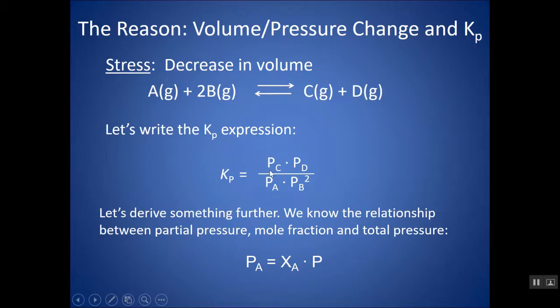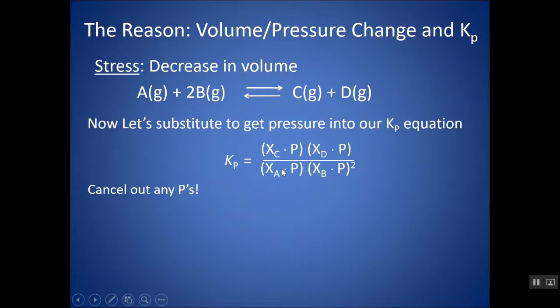So I'm going to plug in this equation for all these partial pressures. Here's the partial pressure of C, substituted in with that equation. And now I'm going to cancel out any pressures. One of these will cancel out with this one, and one of these squared will cancel out with that one. And I'll be left with a pressure in my denominator.